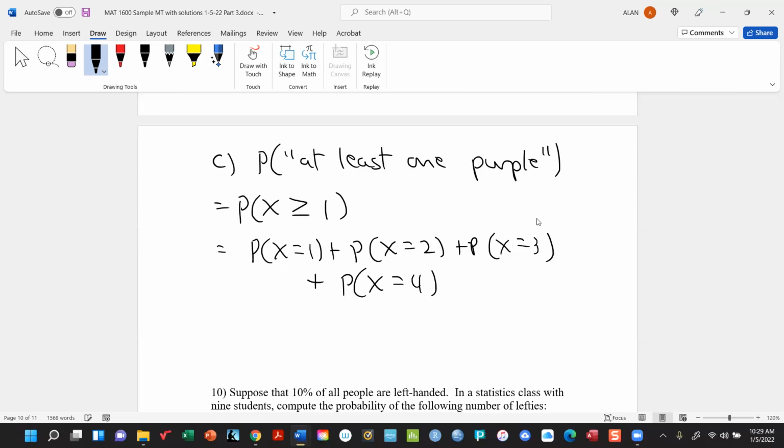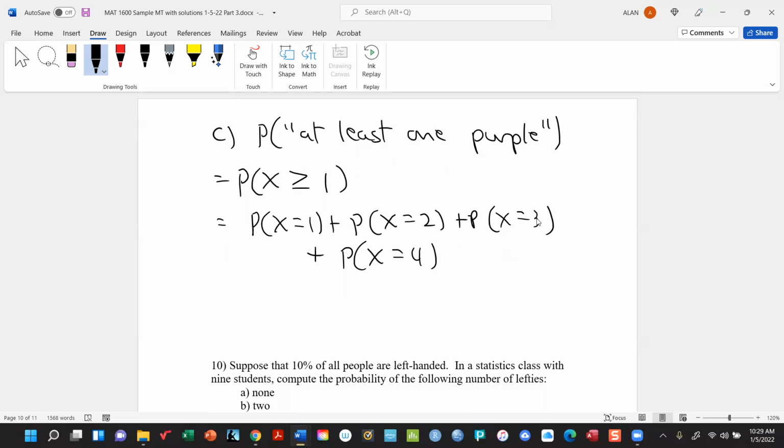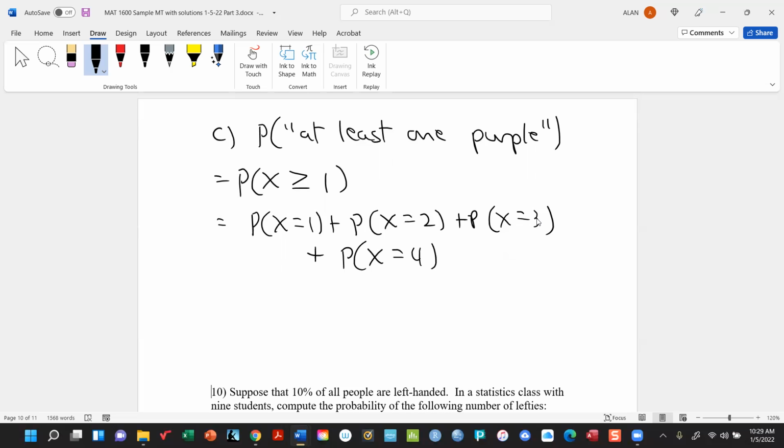Okay, this is possible, but guess what? It's not necessary. There's a shortcut. And when you see the shortcut, you'll say, wow, I like this shortcut. Watch this.